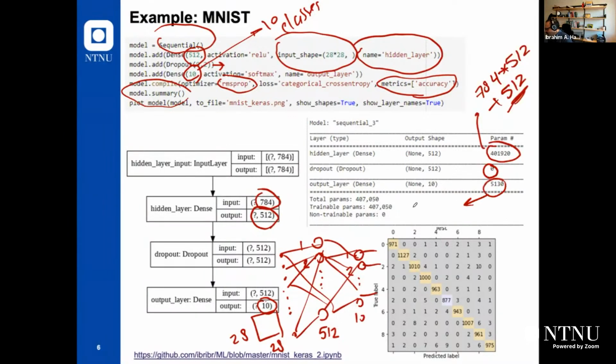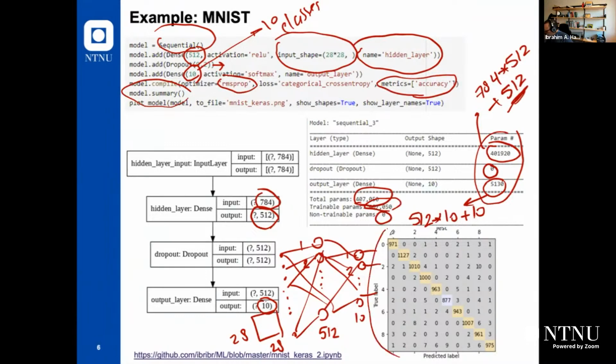The output layer will have this number of parameters, which is 512 multiplied by 10, plus 10. So now we can get the total number of parameters, which will be the summation of those two numbers, about 407,000 parameters. And this is the trainable parameters. The non-trainable parameters will be 0. We will see non-trainable parameters when we use transfer learning.